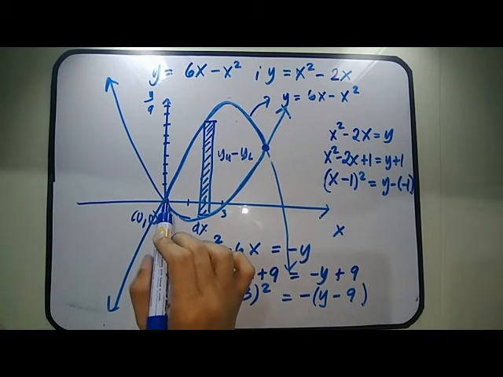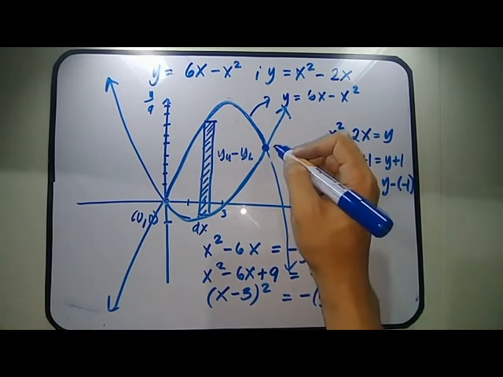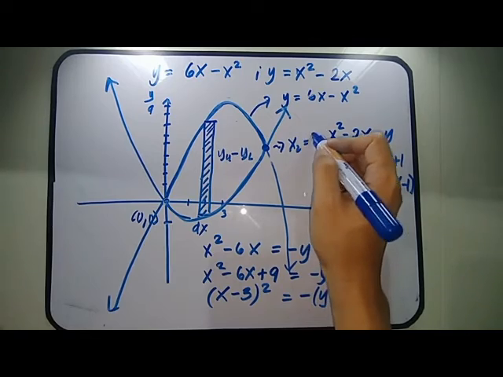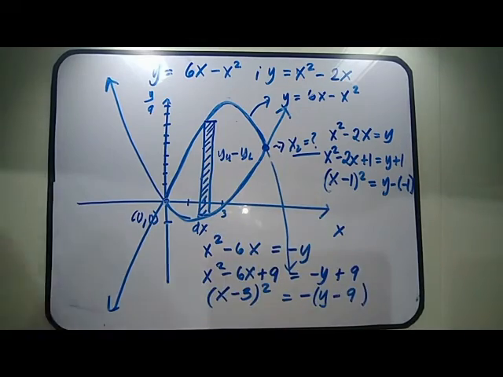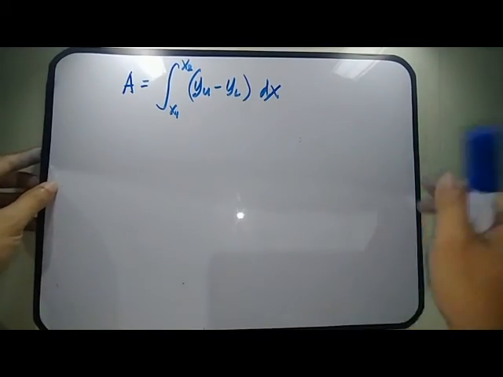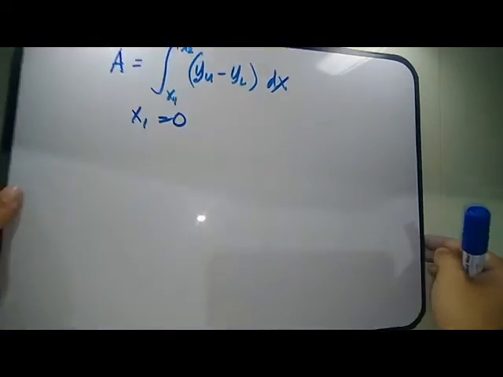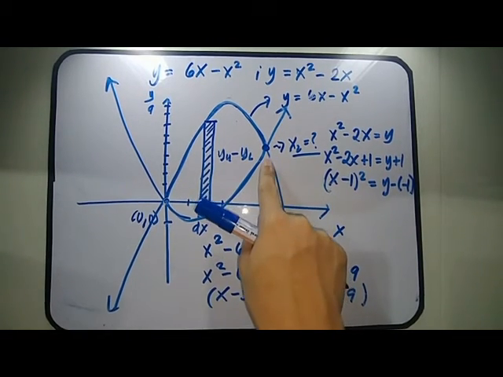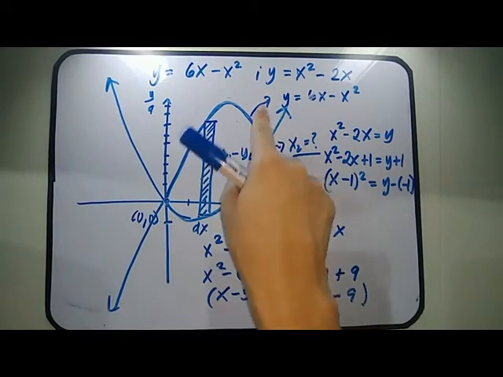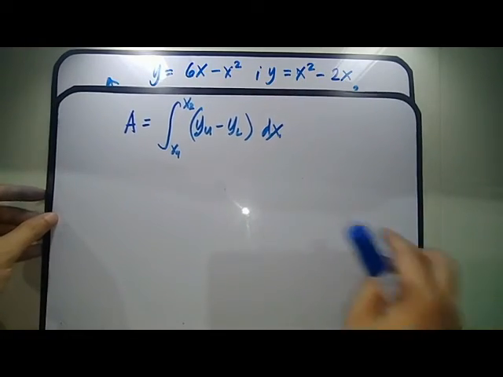So x sub 1 is actually the intersection here. So that is 0. So what about x sub 2? What is the other intersection or the boundaries? So we need to get that. So you need to equate those two equations in order to get the intersection. So x sub 1 equals 0, it's very evident. But what is the other value for x? What is the other intersection there? You need to equate those two equations in order to get the common point. So it's a common point, it's an intersection.